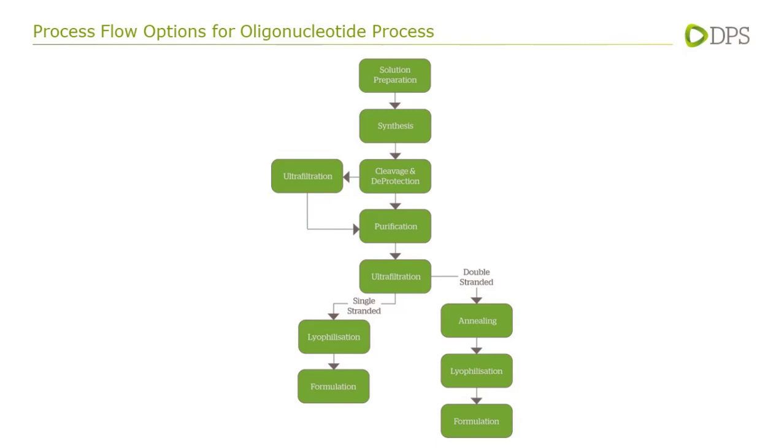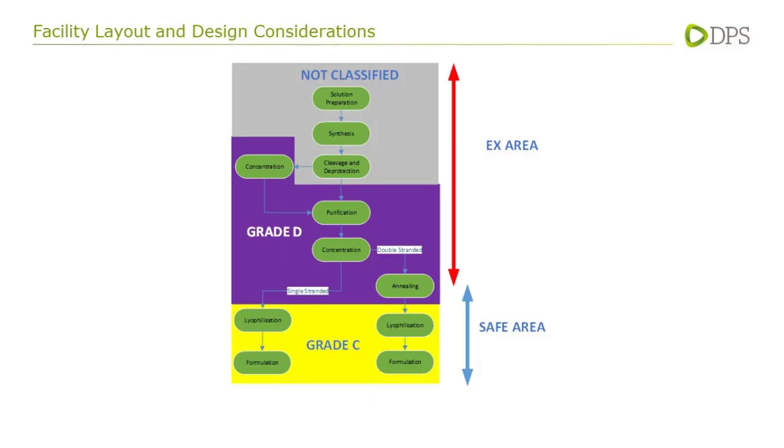The formulation process is typically to make a sterile injectable, but there's a lot of work going on in developing the optimum formulation process to improve bioavailability, so this might well change in the future. From a facility design perspective, some of the factors determining how the production areas are split can be seen above.